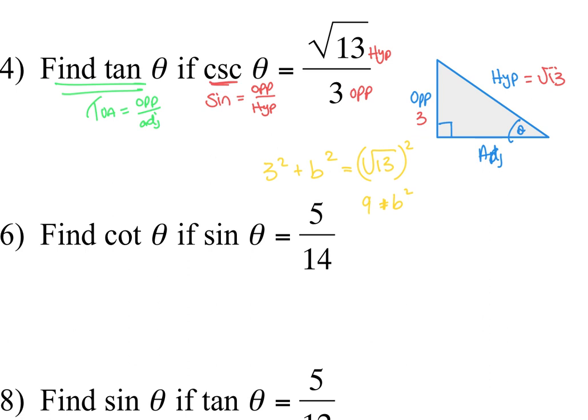Right, so 9 plus b squared equals 13. So b squared is going to equal 4, which means b equals 2. This is a right triangle. It's always your positive root, by the way. We will get to positive and negative roots with trig, but for a right triangle, it's always positive. So now I have my adjacent side, which is 2, and I can go right back to my tangent. That's what they want. The tangent then is going to be opposite, which I have, over adjacent, which I now have, and that is my answer.